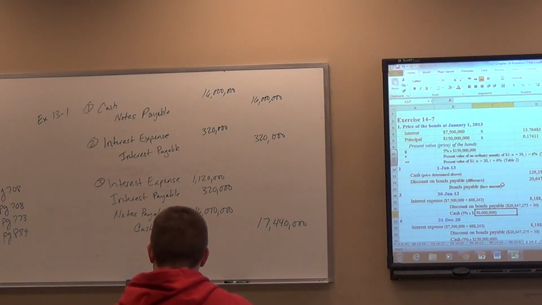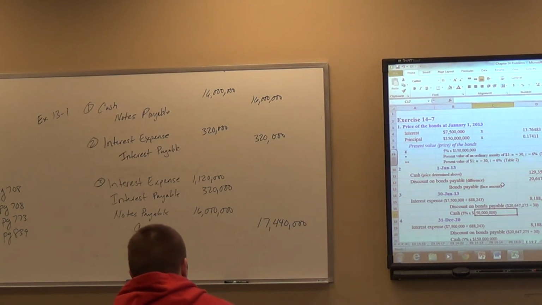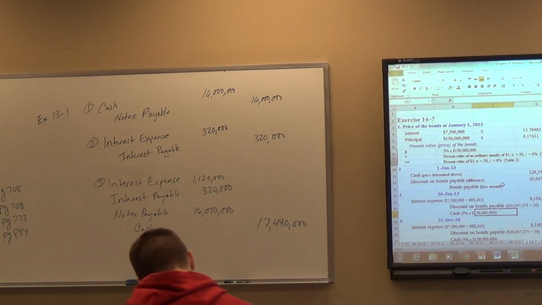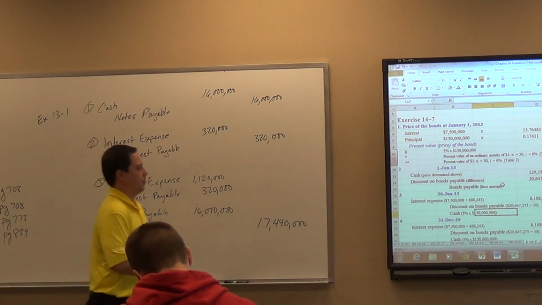So 14-7 says Universal Foods issued 10% bonds dated January 1st with a face value of $150 million. The bonds mature in 15 years. The market rate is similar to 12%. So the difference between 10 and 12%. Remember that? And it's paid semi-annually at June 30th and December 31st. And we're going to use a straight line method, so it makes it easier for us to do this one. So since we're doing the straight line method, it makes it pretty easy.